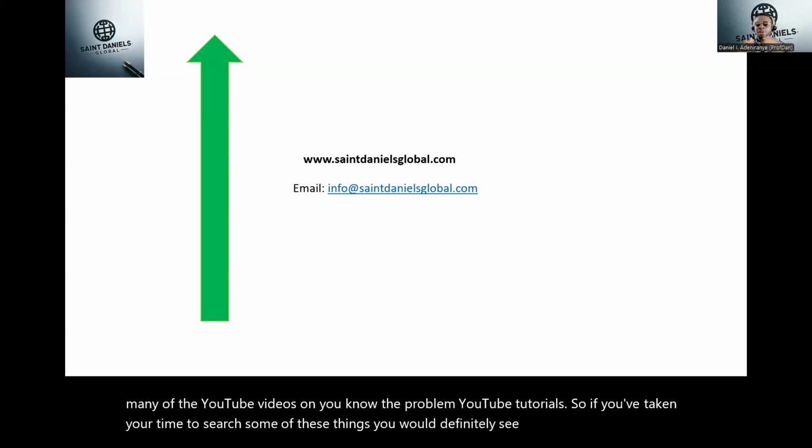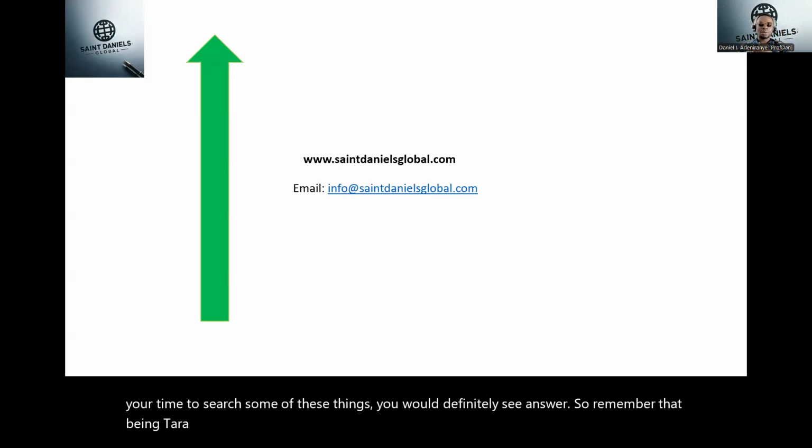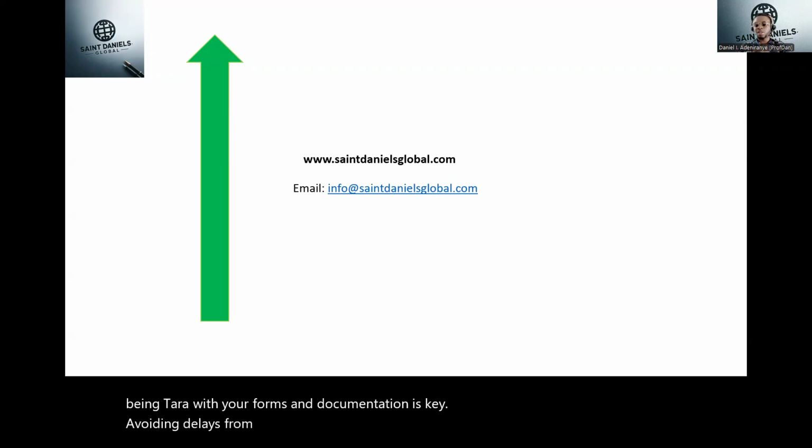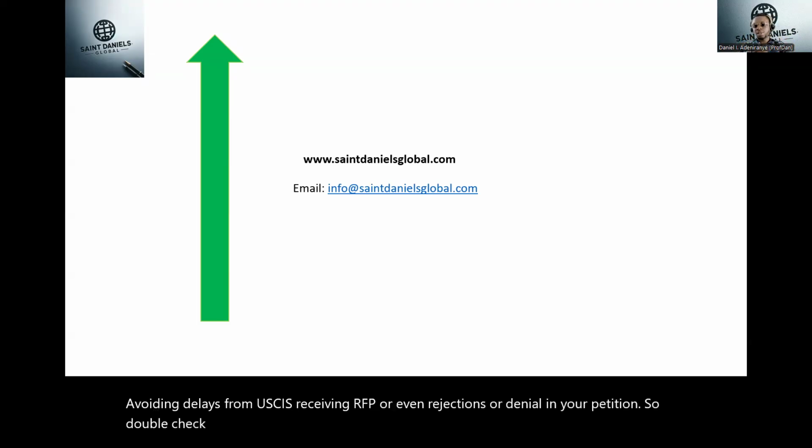So remember that being thorough with your forms and documentation is key to you avoiding delays from USCIS, receiving RFE, or even rejections or denial in your petition. So double check everything. Use the latest forms directly from the USCIS website, and don't hesitate to seek help if perhaps you are unsure.